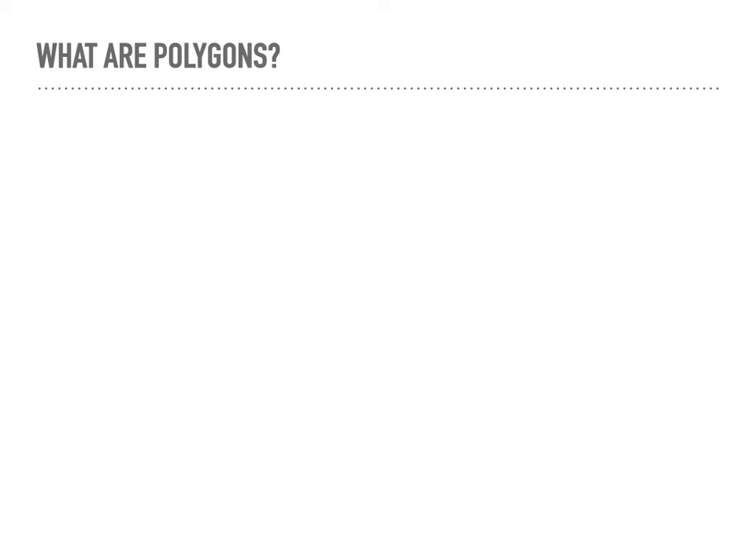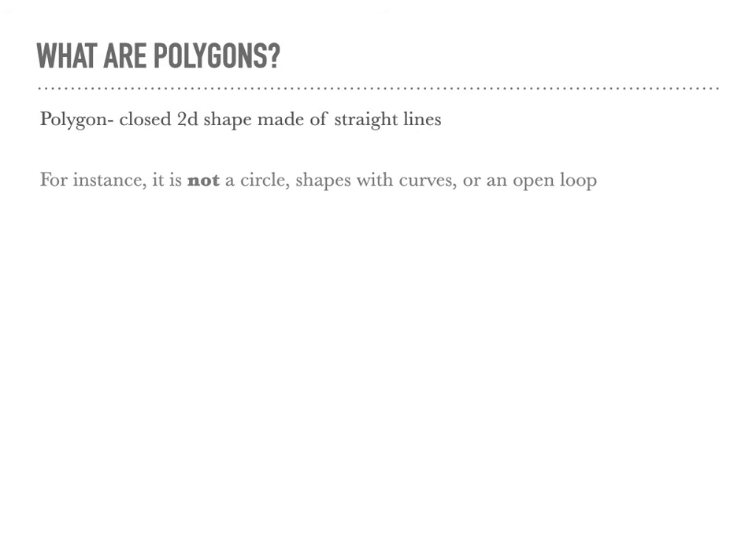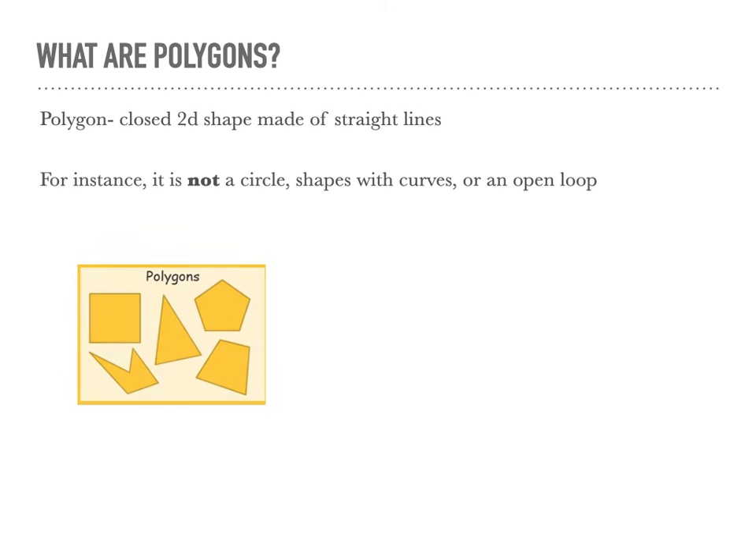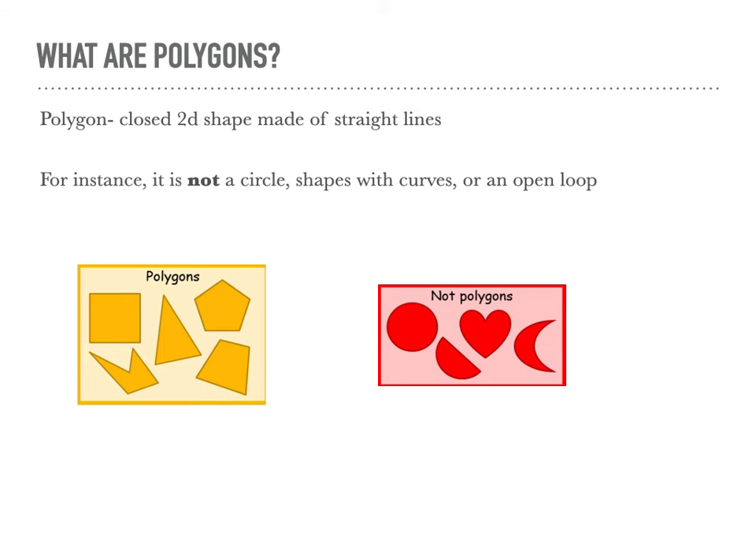Well, let's start off by discussing the definition of polygons. A polygon is a closed two-dimensional shape made of straight lines. For instance, polygons are not circles, shapes with curves, or shapes with an open loop. Here are some examples of polygons, and here are some examples of shapes that are not polygons.